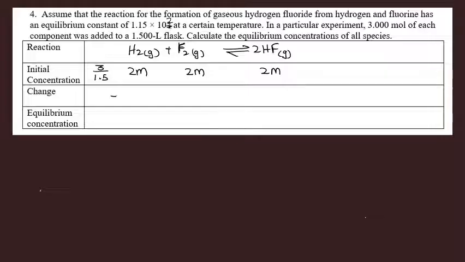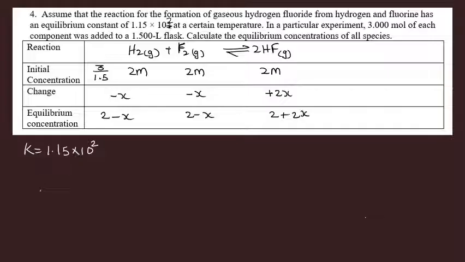And now the change will be minus x, minus x, plus 2x because of the coefficient. And now equilibrium concentration will be initial concentration minus change, initial concentration minus change, and 2 plus 2x for the products. So now what we will do, we have the K value given. So we will substitute the K value and we will find the x. And now K equal 1.15 times 10 to the power 2.